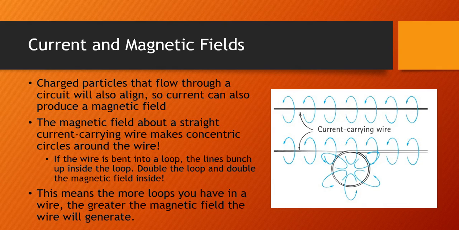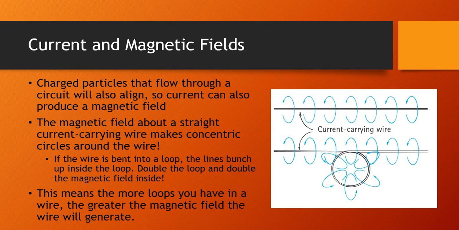And so if you form a loop in the wire, you can see that the circles that go around the wire start to kind of pile up towards the center. If you double this loop, more and more of these field lines will pile up. And so if you put more and more loops in the wire, then you have more and more magnetic field lines, and you generate in between all of these wires a very strong magnetic field.